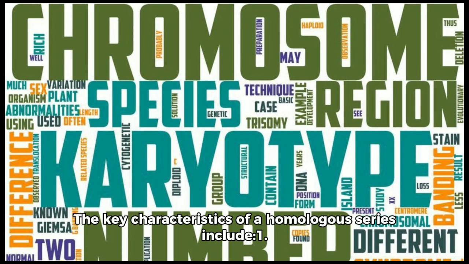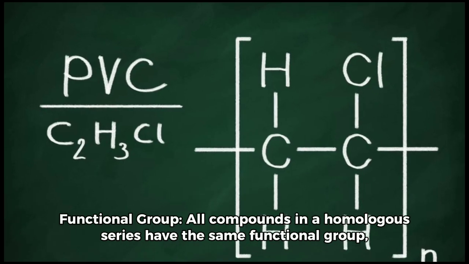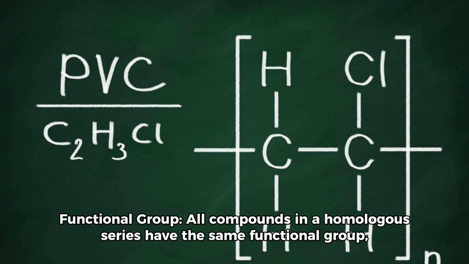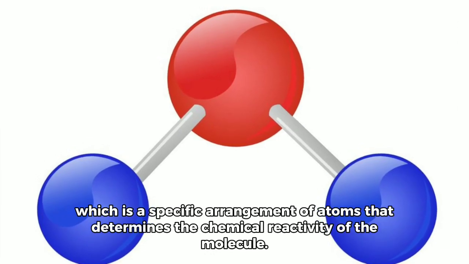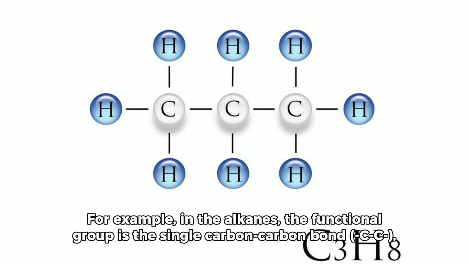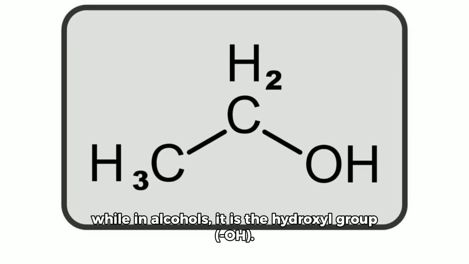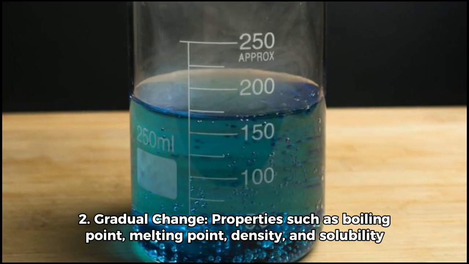The key characteristics of a homologous series include: 1. Functional group. All compounds in a homologous series have the same functional group, which is a specific arrangement of atoms that determines the chemical reactivity of the molecule. For example, in the alkanes, the functional group is the single carbon-carbon bond, C-C, while in alcohols, it is the hydroxyl group, OH.